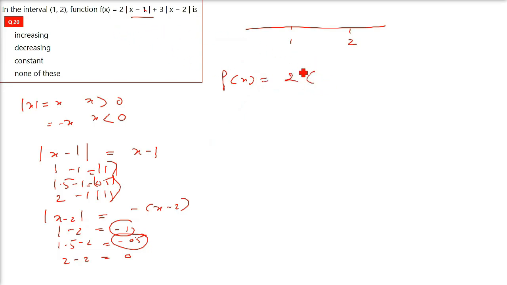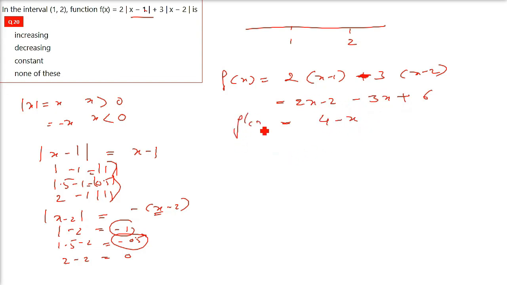So I'm now replacing modulus x minus 1 by x minus 1, and modulus x minus 2 by negative (x minus 2). So I've made it negative. When you open this, you'll get 2x minus 2 minus 3x plus 6. So we have 6 minus 2 is 4, and 2x minus 3x is minus x. So this is f(x). Now let us take the differentiation, f dash x.